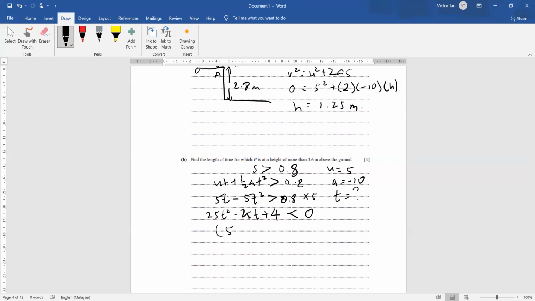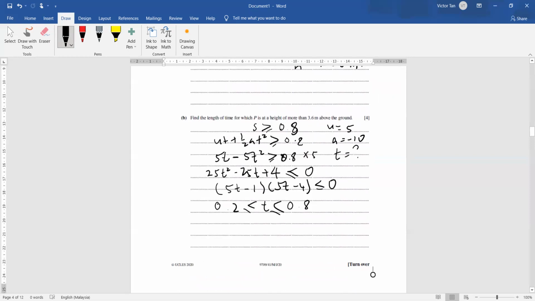Okay, so you have 5t minus 1, 5t minus 4, so 0. See, this you always have check and balances. So the roots are 1 over 5 and 4 over 5. So t is between 0.2 and 0.8. So the length of time above 3.6 should be the time between 0.2 and 0.8, which is 0.6 seconds. Okay.